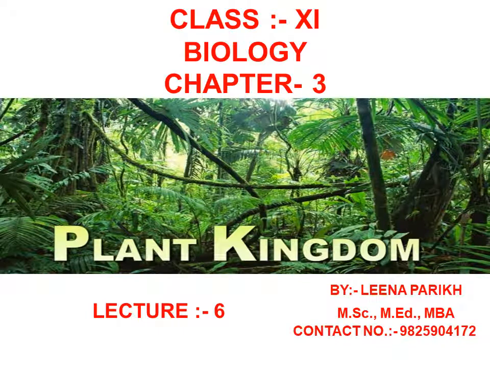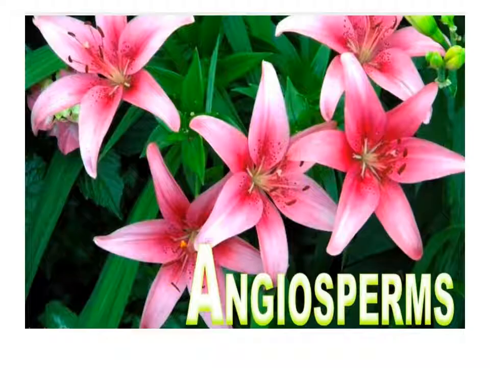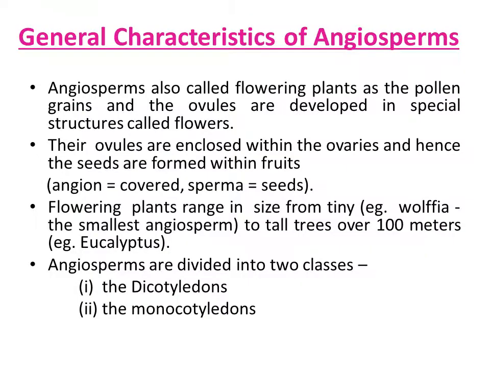Biology Chapter 3, Plant Kingdom, of Class 11: Angiosperms. General characteristics of angiosperms. Angiosperms are also called flowering plants, as the pollen grain and the ovule are developed in a special structure called a flower. Their ovules are enclosed within the ovaries, and hence the seeds are formed within fruit. Angion means cover, sperma means seeds.